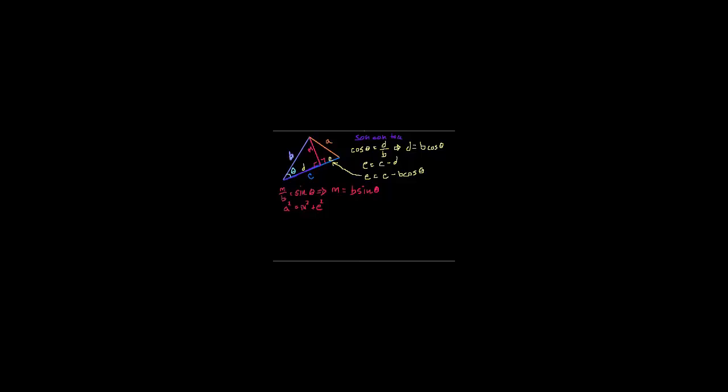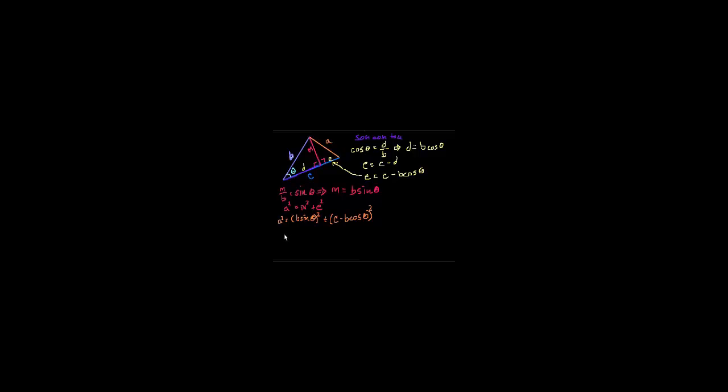Let me switch to another color just to be arbitrary. So a squared is equal to m squared. M is b sine of theta, so it's (b sine of theta) squared plus e squared. Well, e we figured out is this, so it's plus (c minus b cosine theta) squared. Now let's just chug through some algebra.